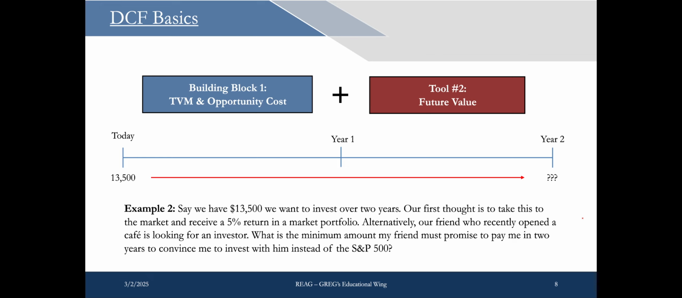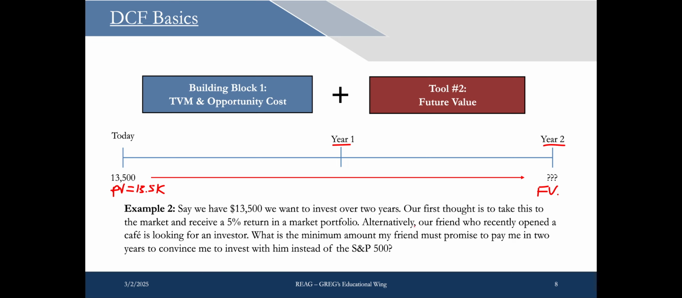Future value is really the same thing, but we are taking the same equation and flipping it. In this scenario, we would know what our present value, PV, is, but we want to know our future value. So let's do an example. Example 2: say we have $13,500, so PV would be 13.5K. We want to invest that over 2 years, so our time horizon is 2 years. Our first thought is to take this to the market and receive a 5% return in a market portfolio, something like an S&P 500.